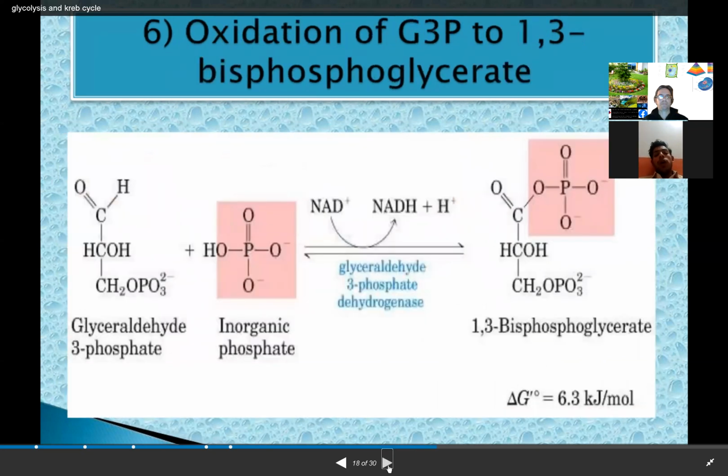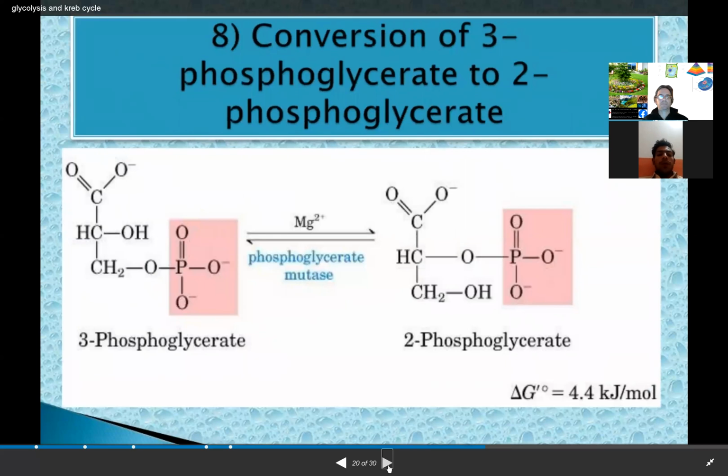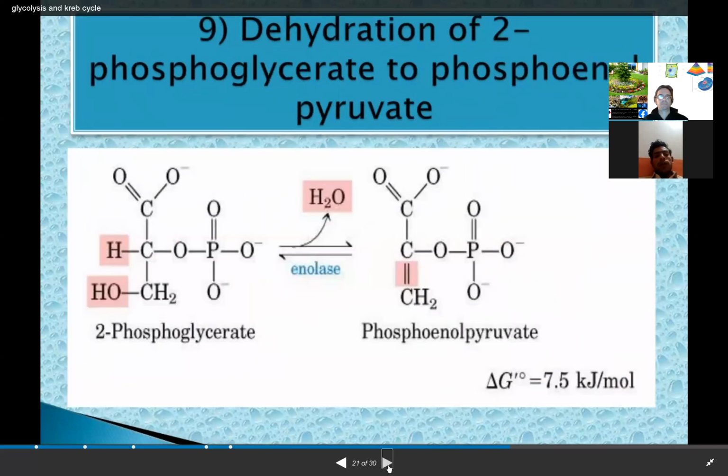Here 2 ATP will form, and 3-phosphoglyceric acid will convert into 2-phosphoglyceric acid. Onward, the 2-phosphoglyceric acid will convert into phosphoenol pyruvic acid, and the phosphoenol pyruvic acid will convert into pyruvic acid, and here the formation of 2 ATP will occur. So that's glycolysis. Enough?